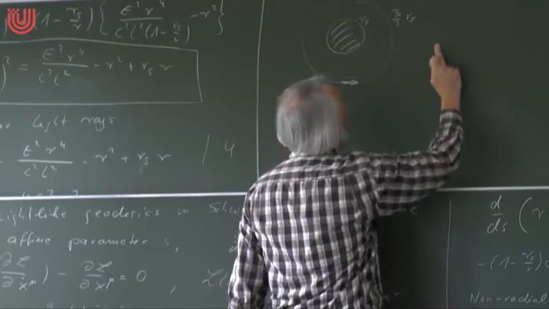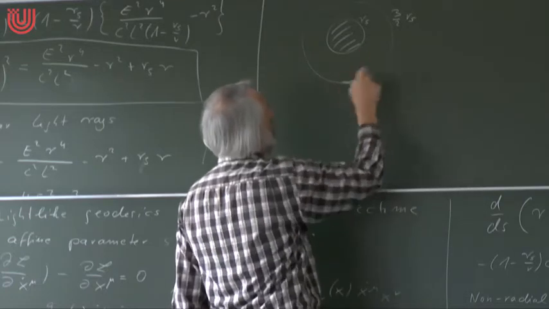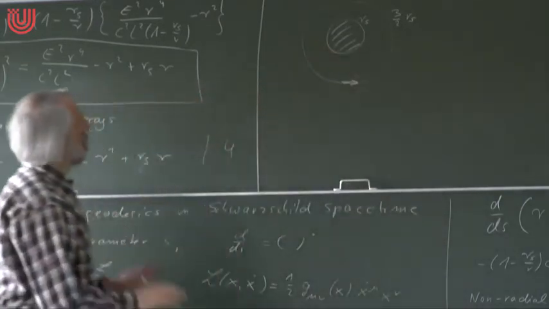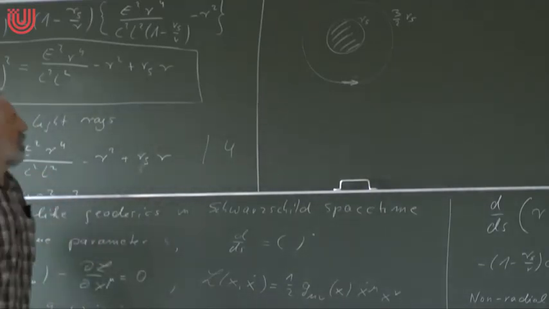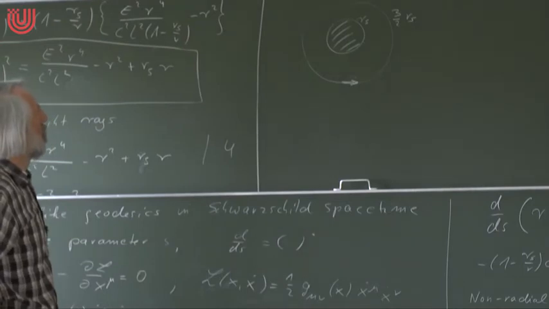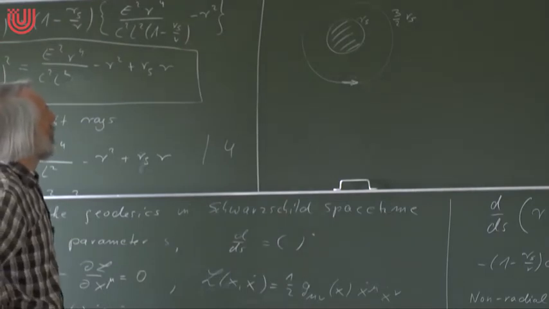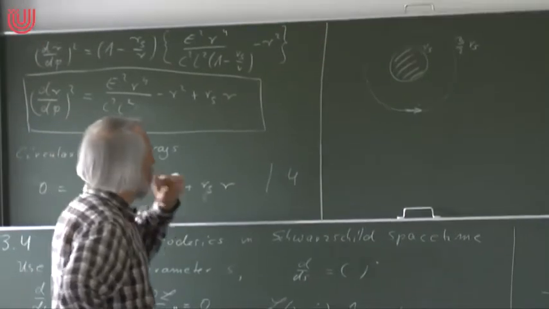So if we had a stable light orbit here, if this would be stable, then it would not give rise to a shadow. Okay, now I lost the thread a little bit. What did I want to say? We had calculated. Oh yes.